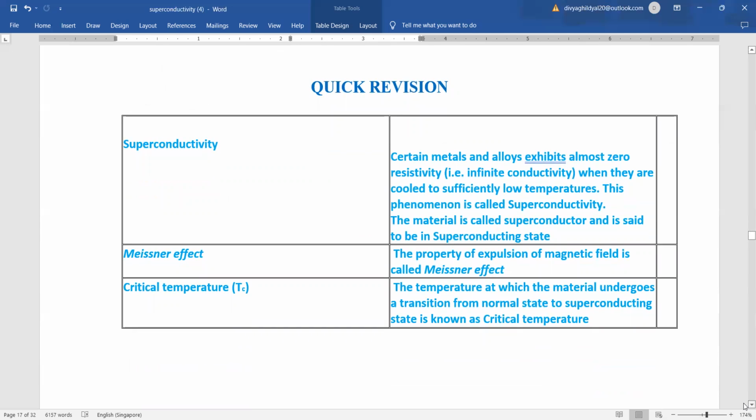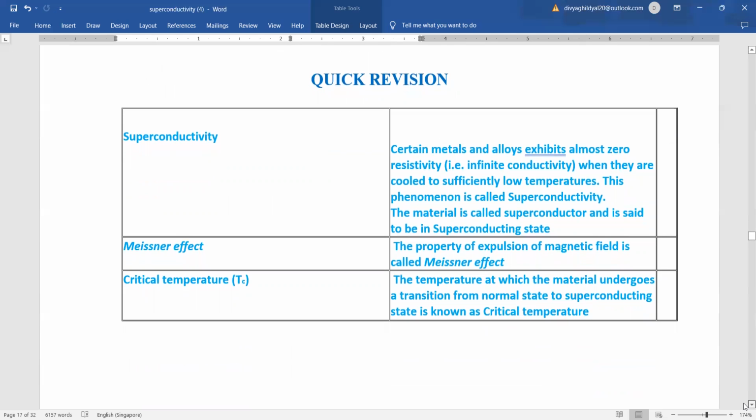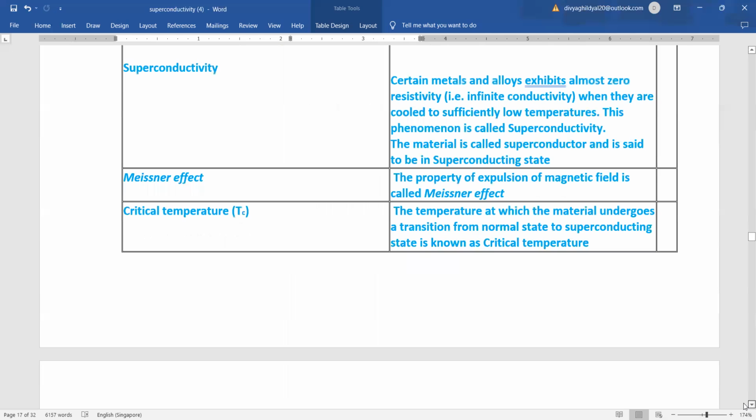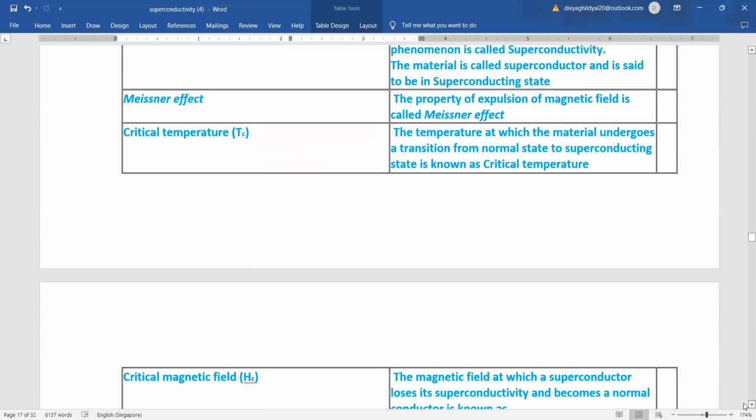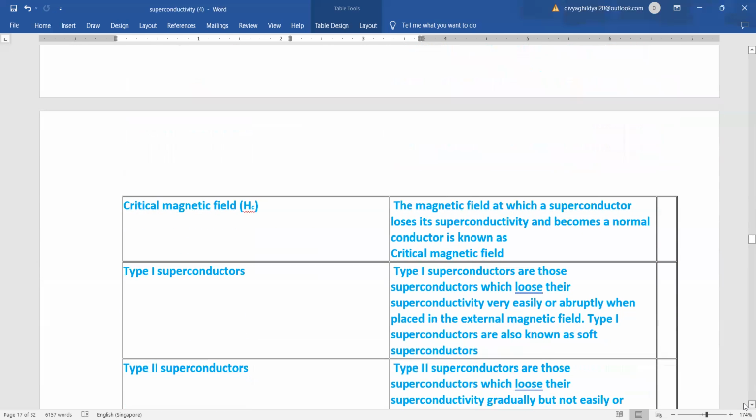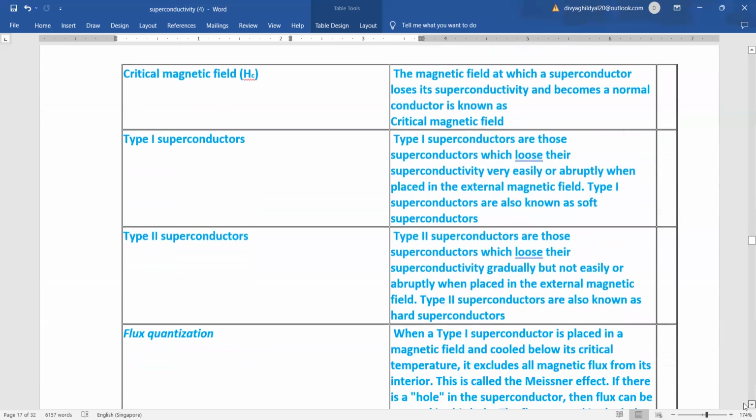Superconductivity is the phenomenon where a metal behaves as a superconductor below a certain temperature. The Meissner effect is the property of expulsion of magnetic field. Critical temperature is the temperature at which the material undergoes a transition from normal state to superconducting state. The same thing holds for critical magnetic field.